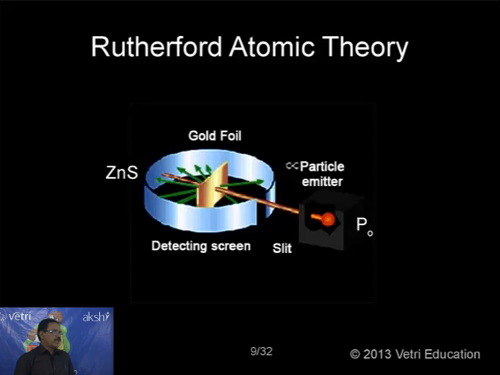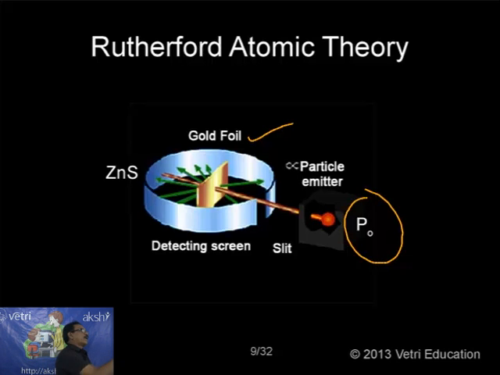According to Rutherford, he conducted an experiment called the alpha scattering experiment. By heating the element polonium, he emitted alpha particles. These alpha particles were allowed to pass through a very thin gold foil, under a nanometer thick. After penetrating, they fell on a detecting screen of zinc sulfide. From observing how many particles penetrated and how many fell on the screen, by counting this, he proposed his atomic theory. Let me discuss that.